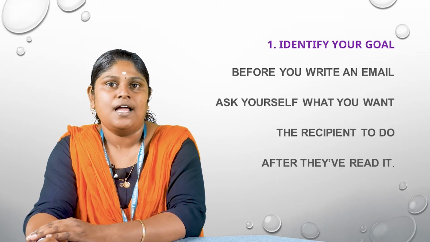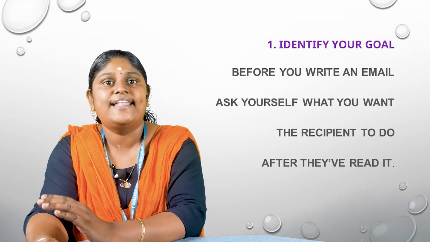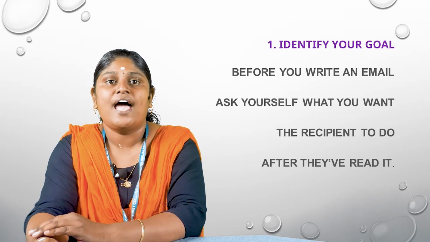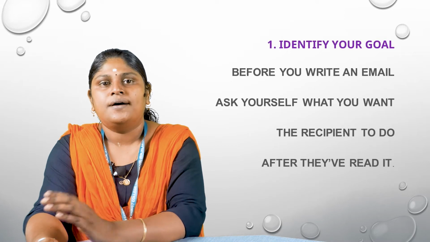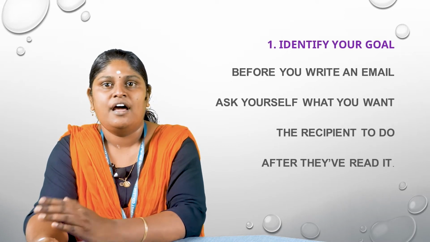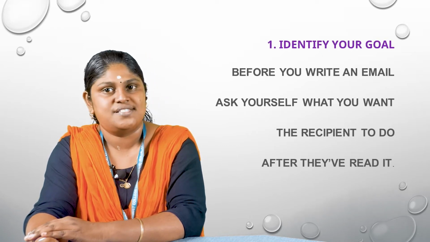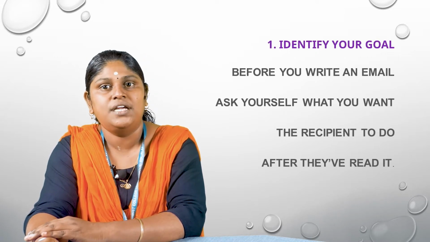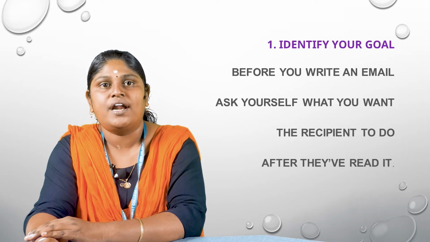Before you write an email, ask yourself what you want the recipient to do after they have read it. Once you have determined the purpose of your email, you can ensure you write everything you include in your message. For example, if you want the recipient to review a report you have attached, let them know what the report is, why you need them to review it, what sort of feedback you need, and when you need the task completed. So, keep in mind always, whenever you are writing a professional email, identify your goal.